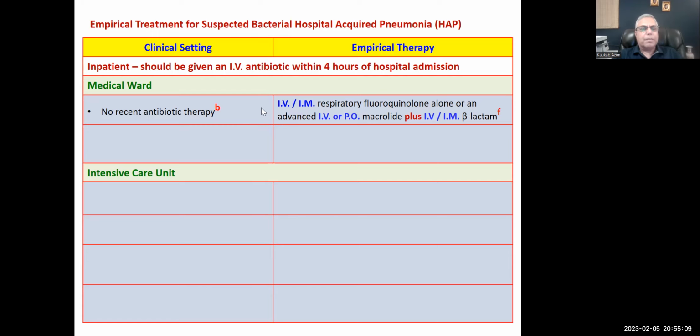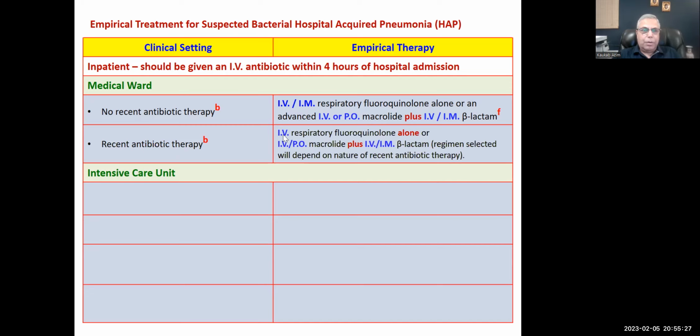Previously, in no antibiotic therapy, we had just macrolide and tetracycline, right, in this group. But here we are going to IV and the combination. In the previous, in outpatient, we had a combination of macrolide plus beta-lactam if there was recent antibiotic therapy. Now here, IV respiratory fluoroquinolone alone, just like this one, IV or per oral macrolide plus IV/IM beta-lactam, same thing. Okay, maybe the dose could be more aggressive in cases of beta-lactams.